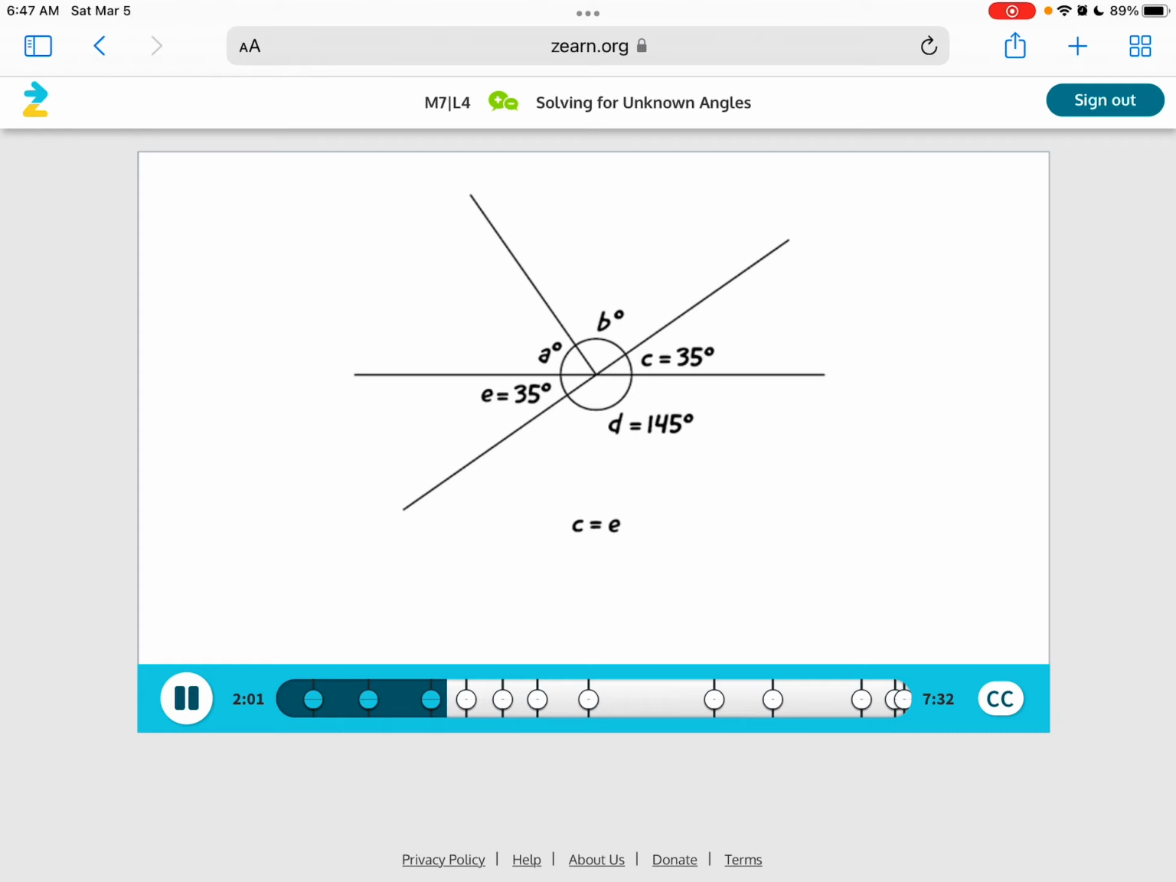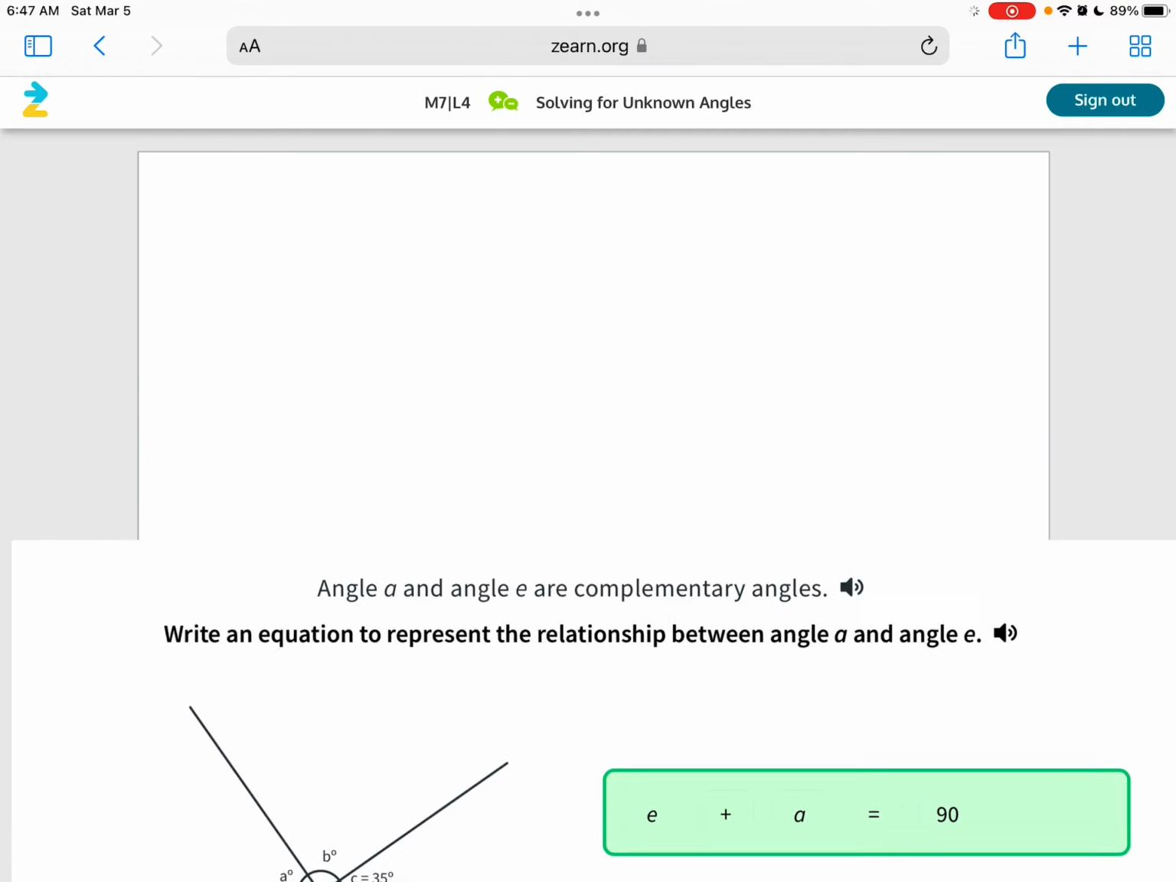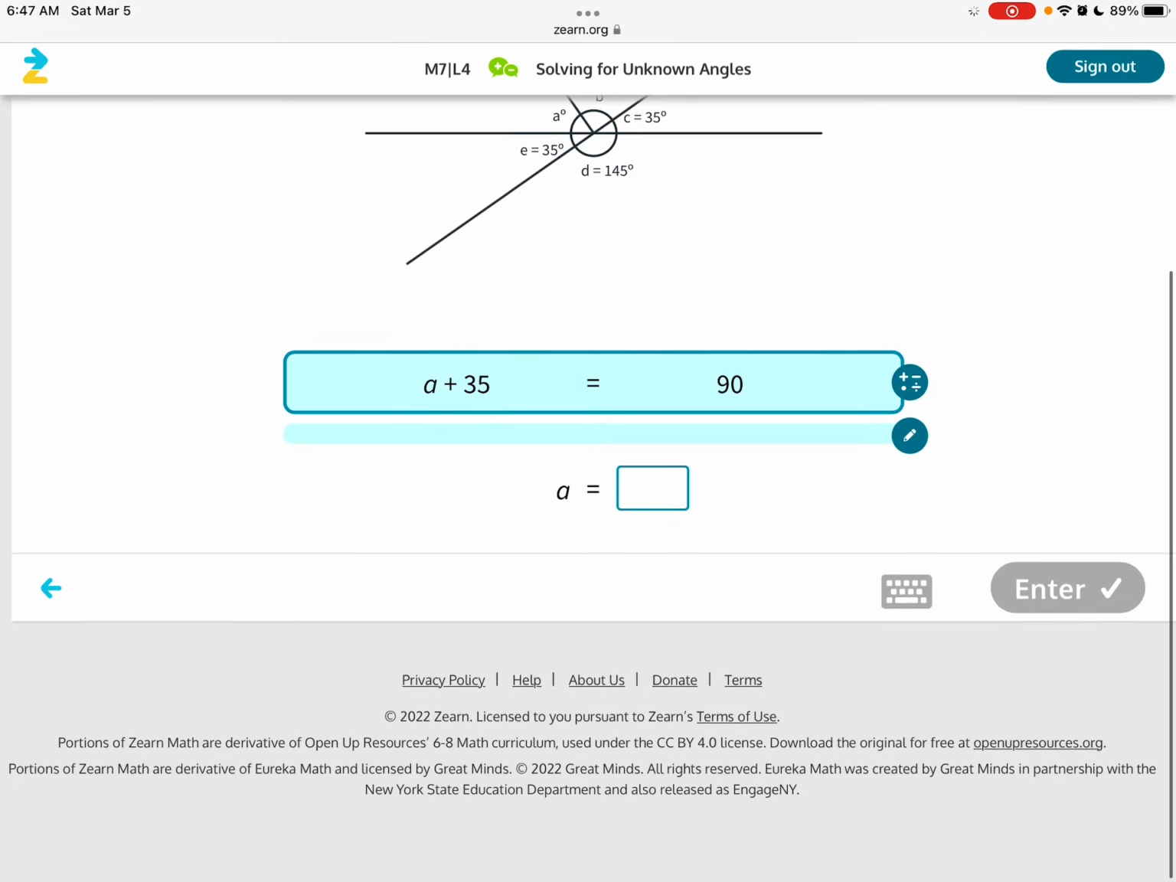Now let's work with a third pair of angles. A and E are complementary, so they are going to be 90. So then you would do 90 minus 35 to figure out what that is. So 90 minus 30 is 60, and 60 minus 5 is 55.